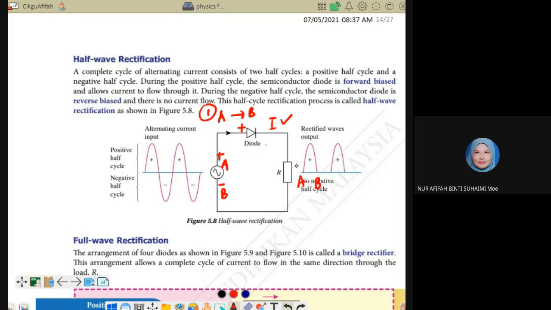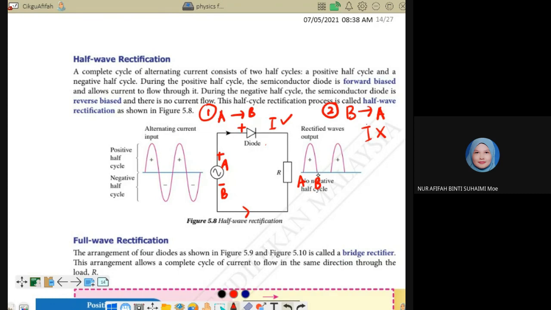Ni dia punya come out ada CRO lah, dia punya graph. From A to B, the graph will be like this. And then we know that AC current flows two ways, right? Yang tadi dah A to B, and now second half cycle B to A. B to A means that the diode is in reverse bias, so there's no current flow.